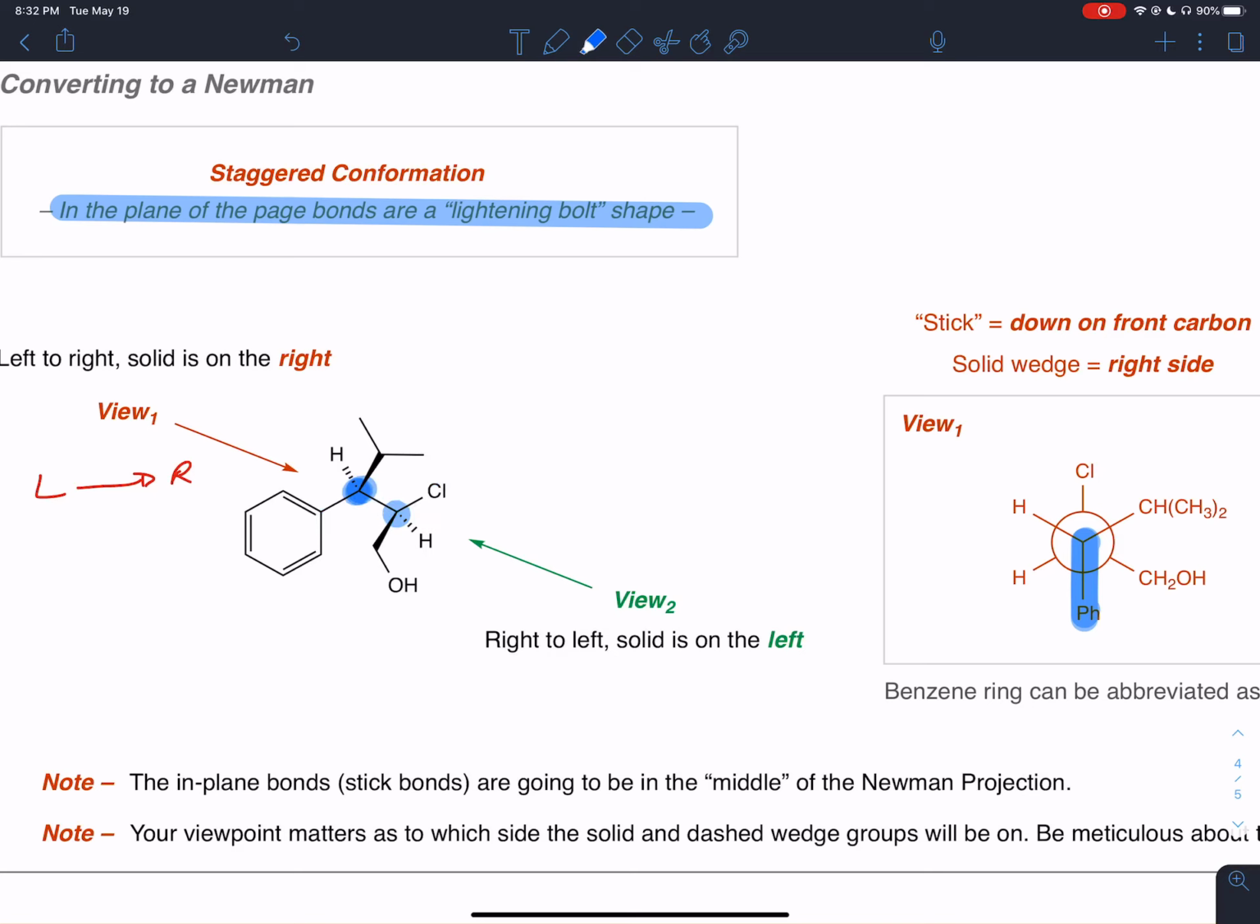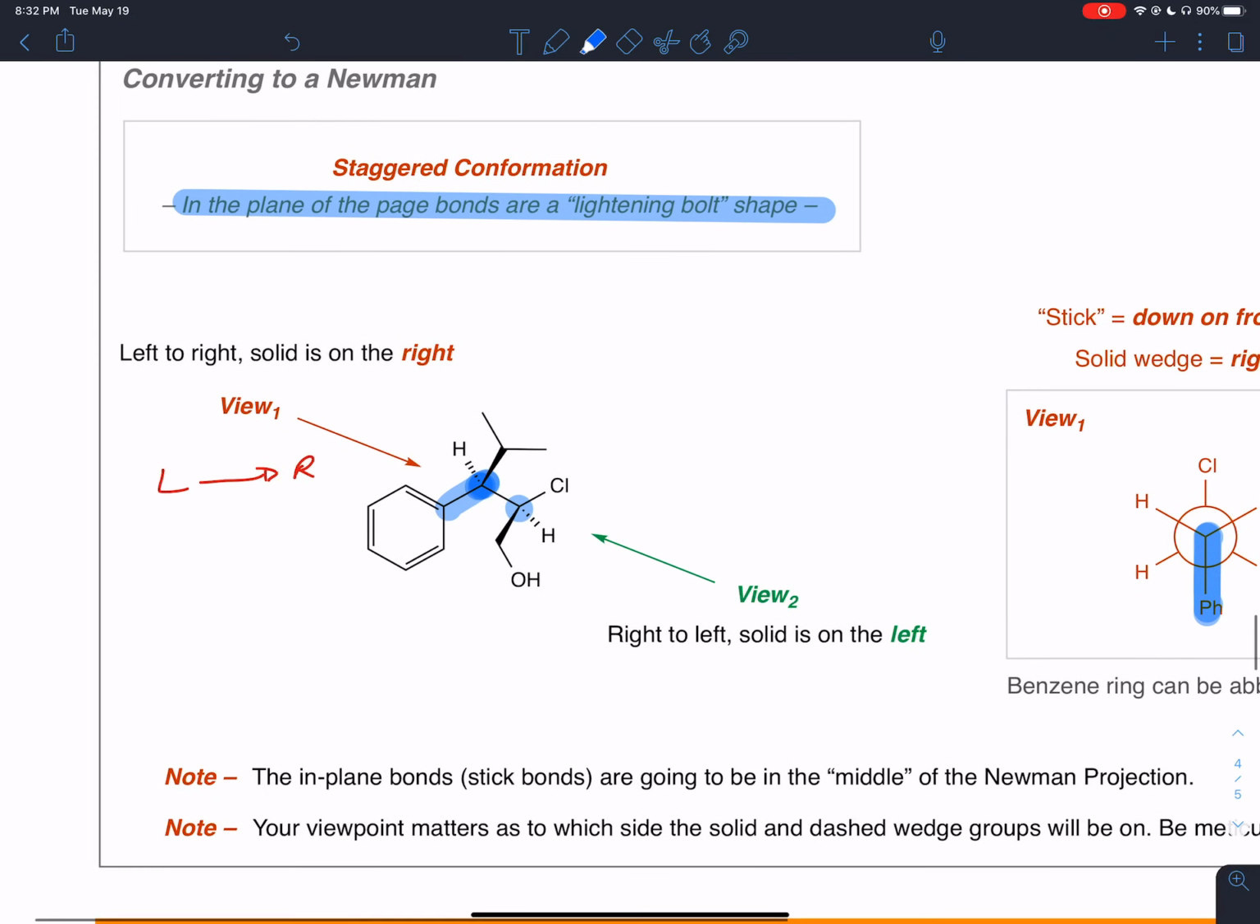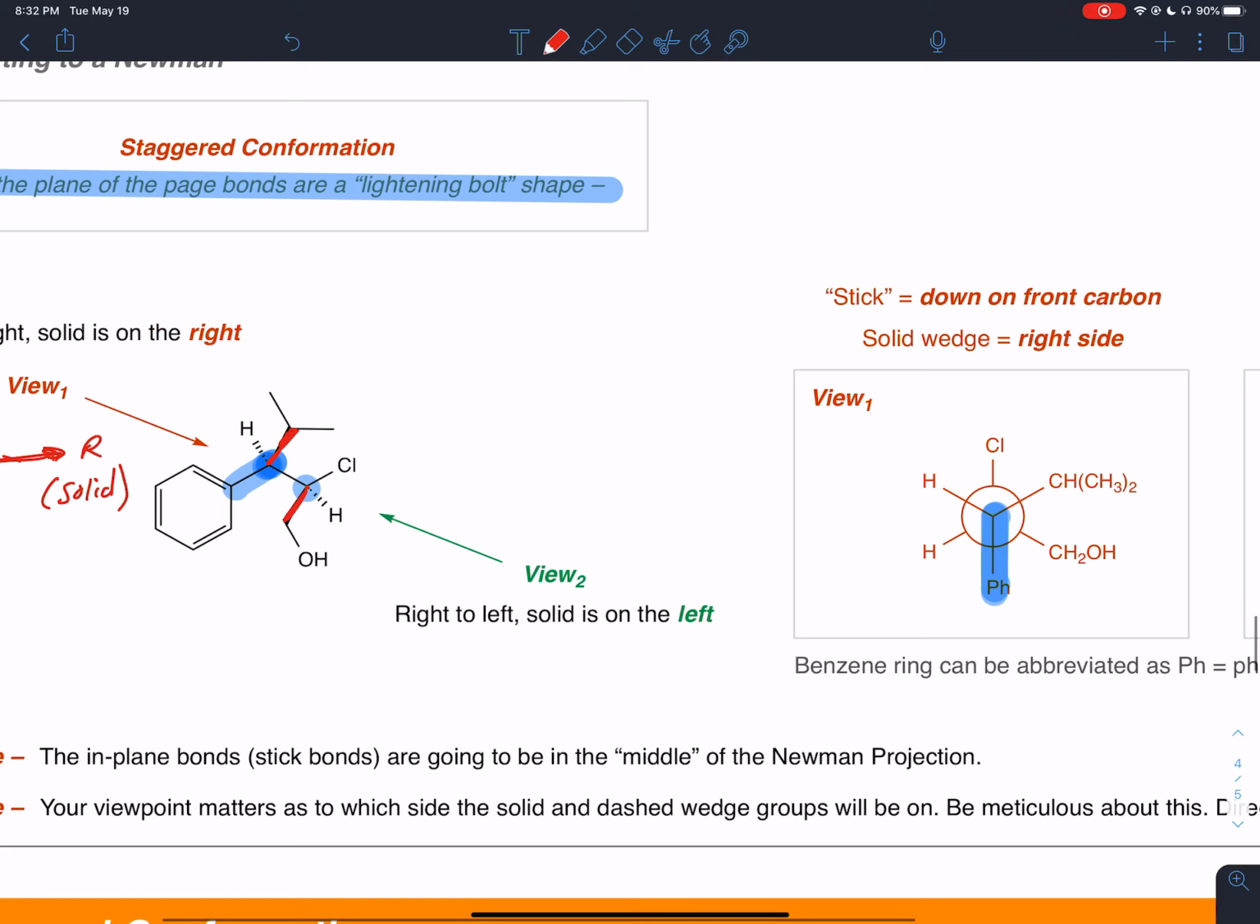So we're going to say on the front carbon, you have a phenyl group, a benzene ring, we abbreviate that as Ph, going down. And when you're looking from left to right, what I like to say is that the solid wedge is on the right. Okay, so it's in the direction that we're looking, left to right. The solid wedge groups on both carbons would be on the right side. So on the front carbon, the isopropyl is pointing kind of up and to the right here. And if the solid is on the right, that means the dash wedge is on the left. Your hydrogen is on the left of your Newman projection.